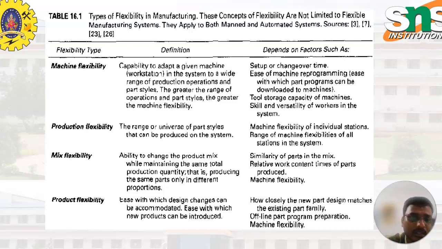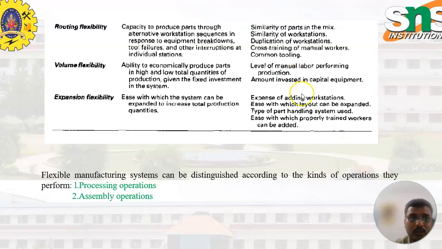Machine flexibility is the capability to adapt a given machine workstation in the system to a wide range of production operations. So we can connect n number of machines in a single layout, and we can give the component to that particular machine to do the work. Production flexibility is nothing but the range or number of part styles that can be produced on the system. They can do one operation, and it moves directly to the next operation. Then mixed flexibility. These are some of the advantages.